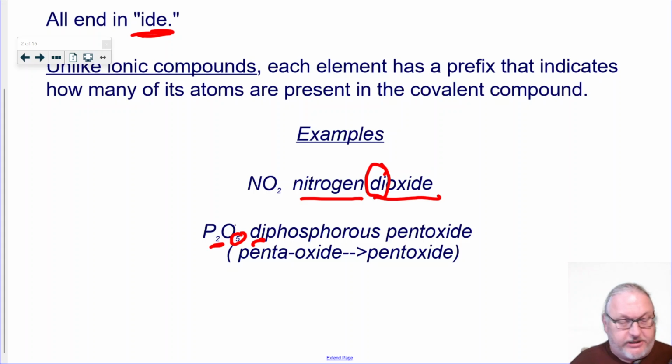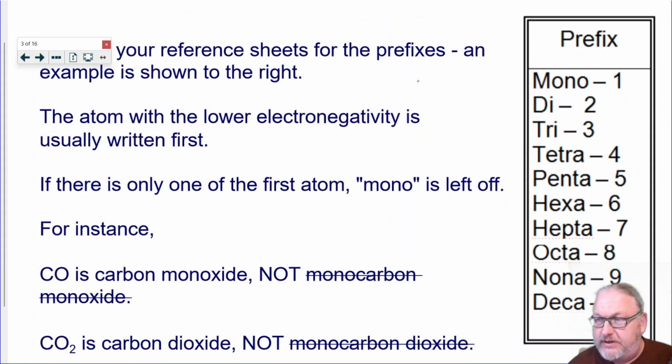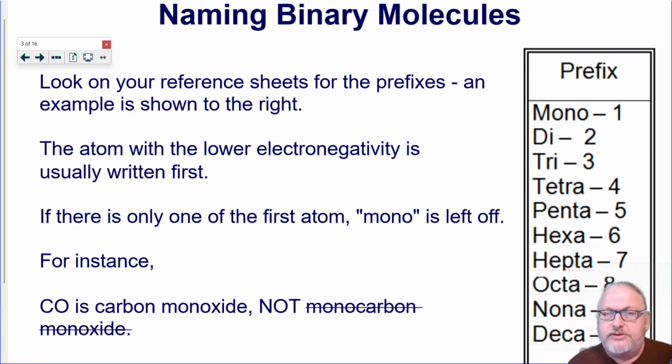And on your formula sheets, you see where those prefixes are, and this is where we're going to start using them. So if you look on this reference sheet, you'll see some of these prefixes. You don't have to memorize them, but you will over time. The atom with the lower electronegativity is usually written first. If there's only one of the first atom, we don't use mono.